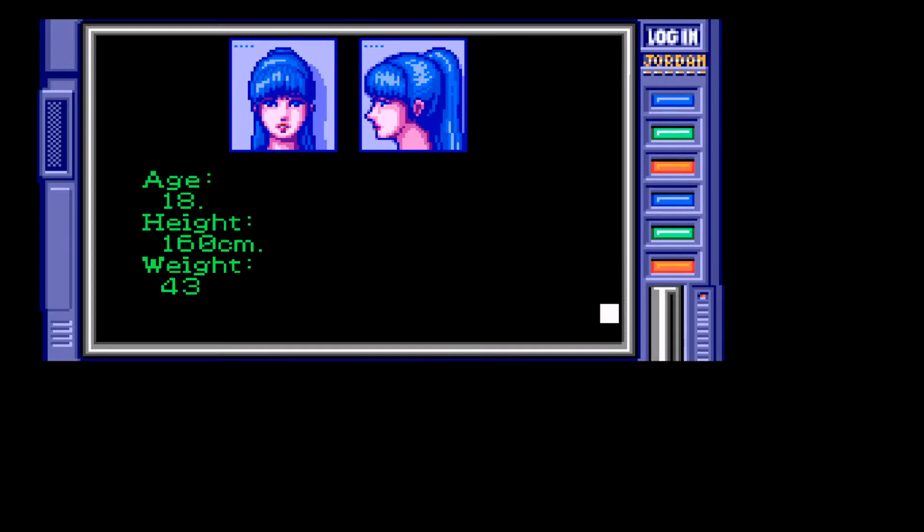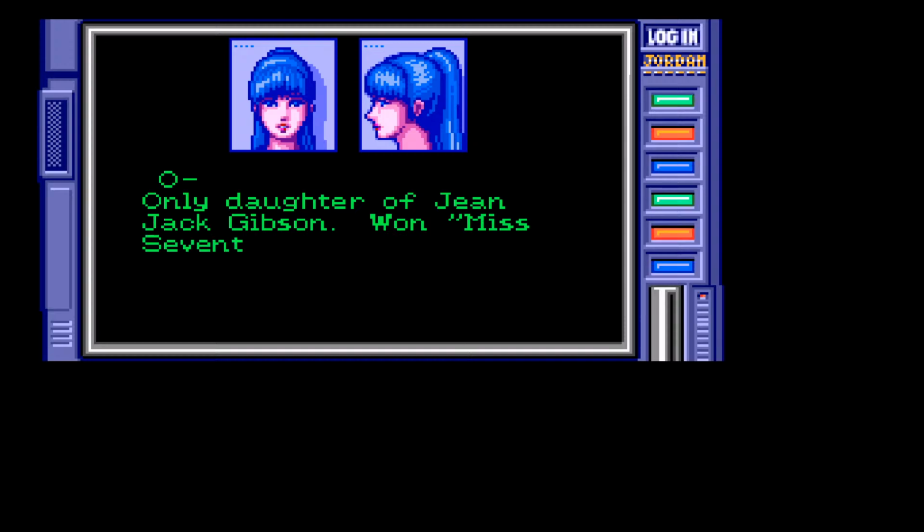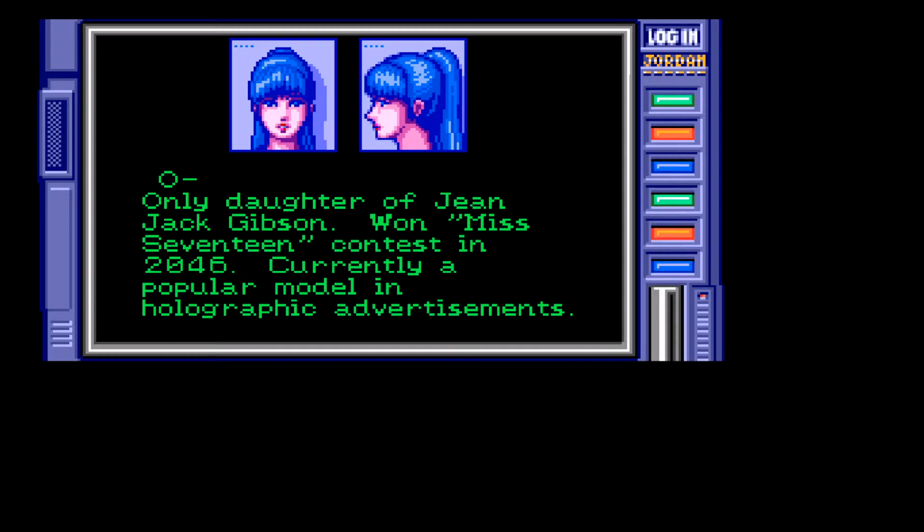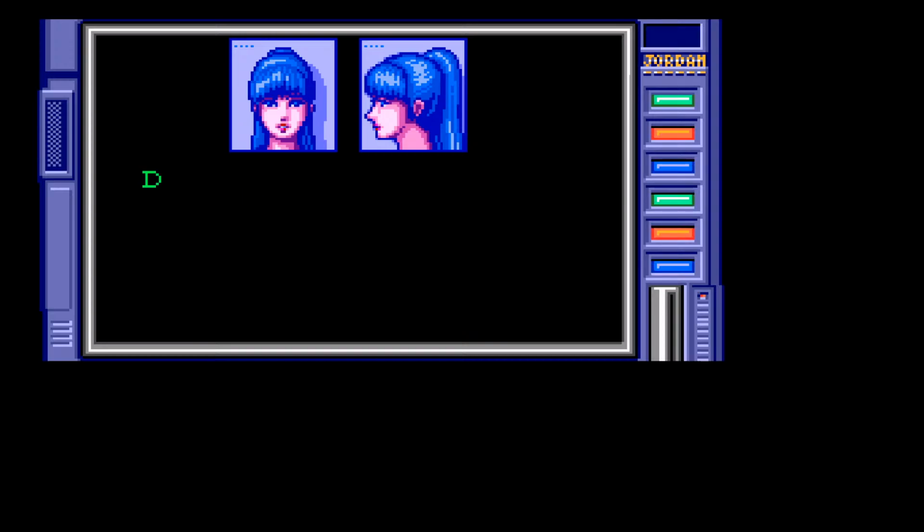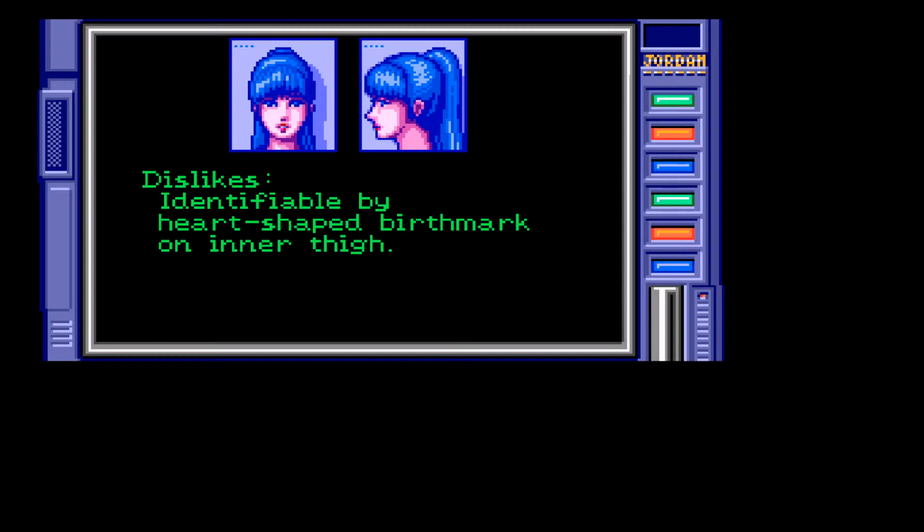Katrina Gibson. Age 18. Height 160 centimeters. Weight 43 kilograms. Blood type O negative. Only daughter of Jean-Jacques Gibson. Won Miss 17 contest in 2046. Currently a popular model in holographic advertisements. Dislikes: identifiable by heart-shaped birthmark on inner thigh.